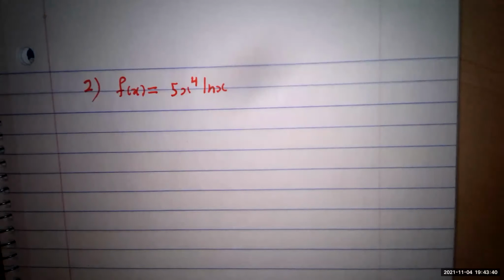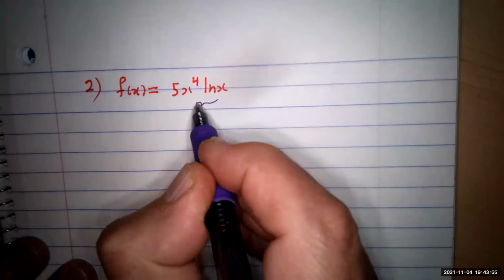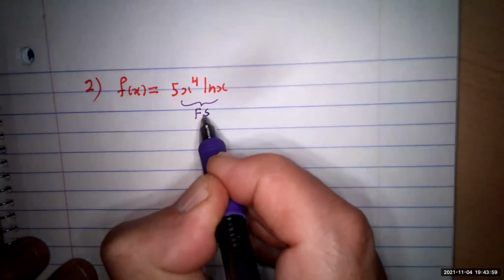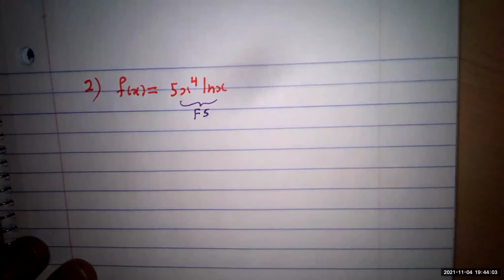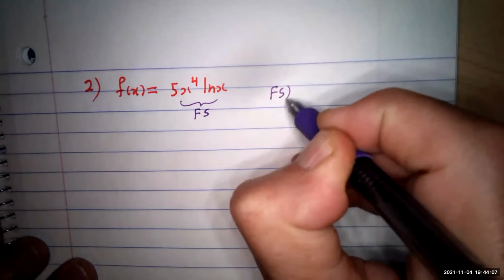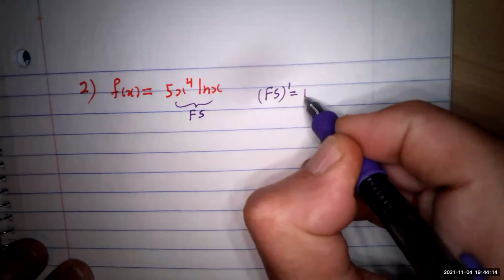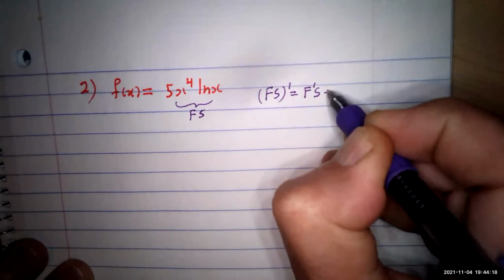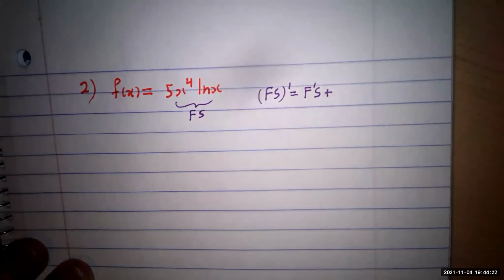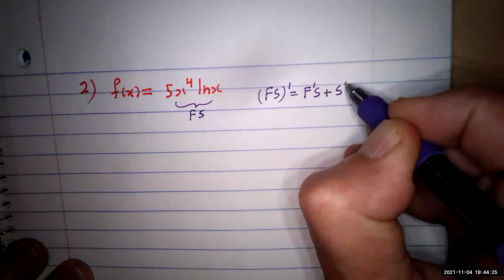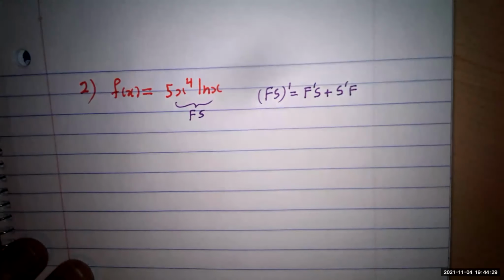So this is a product of two functions. The first function is 5x to the 4. The second function is ln x. You just remind yourself that you have to use the product rule, f times s. So what is the product rule? Derivative of the first times second, plus derivative of the second times first. Derivative of the first is f prime times the second one, s, plus derivative of the second, s prime, times the first one, which is f. We're just reminding you of the formula involved.